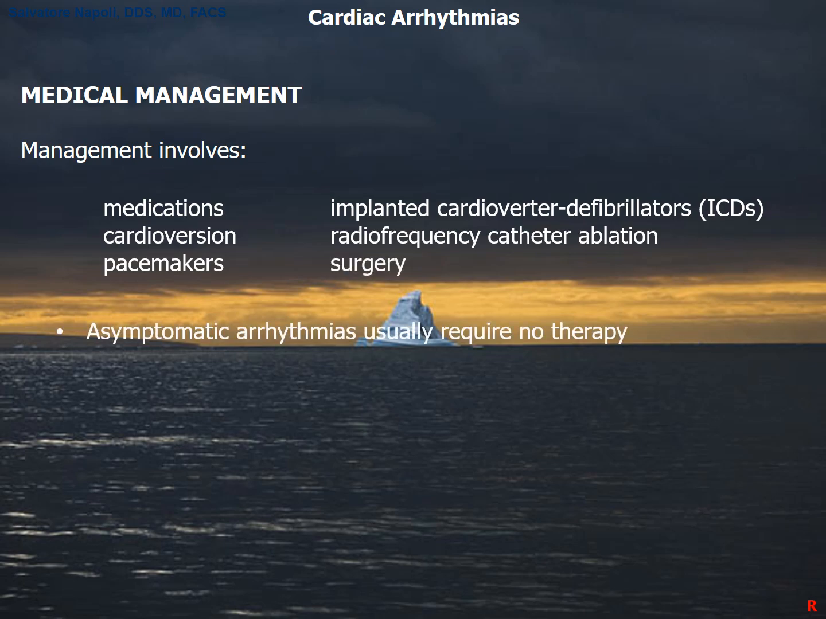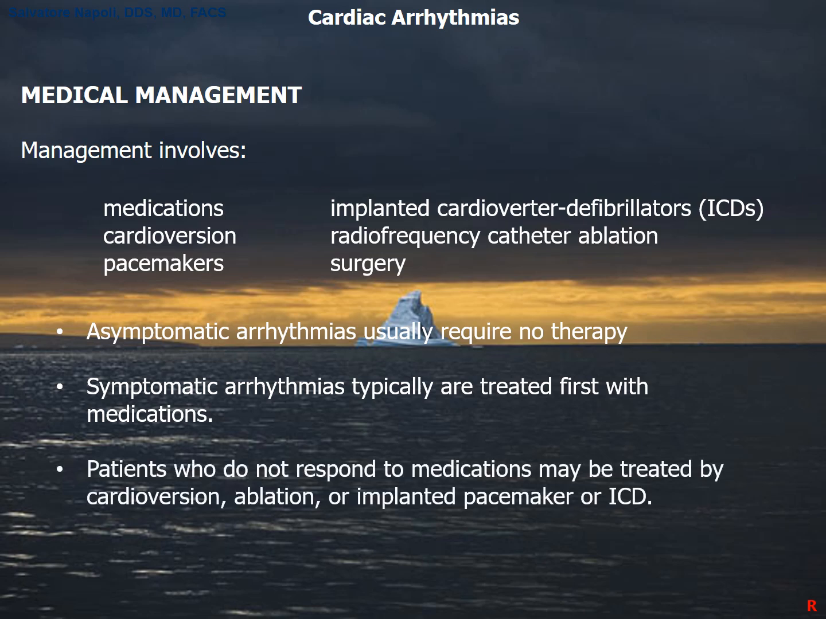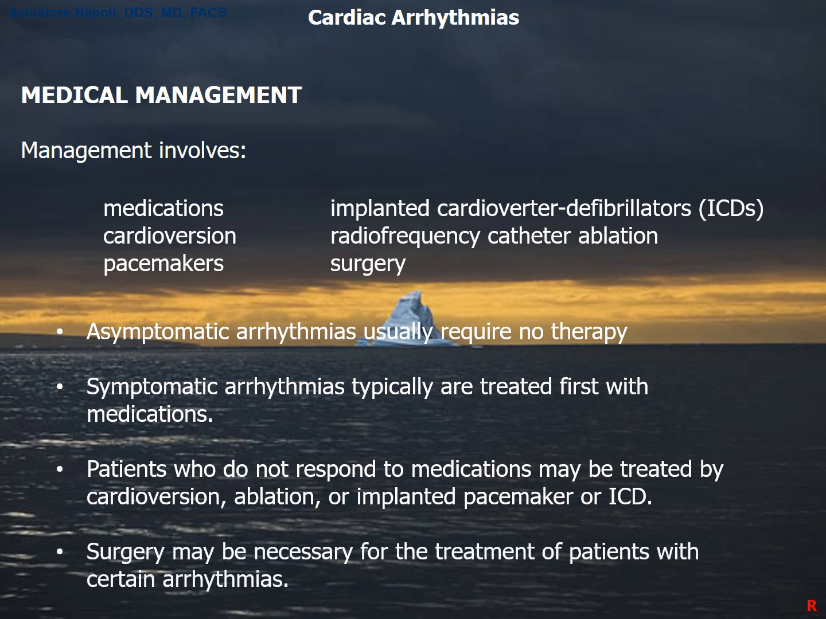Asymptomatic arrhythmias usually require no particular therapy, such as atrial fibrillation, with the exception of the high risk of these patients developing a mural or wall thrombus, which may break free, embolize, and cause an infarction of the brain or some other distant organ. For arrhythmias that are mildly symptomatic, the first line of treatment is medication. Patients who don't respond to the medications may need to be treated by some of the modalities we mentioned just a moment ago. Surgery sometimes is necessary for patients with certain arrhythmias that are refractory to anything more conservative.